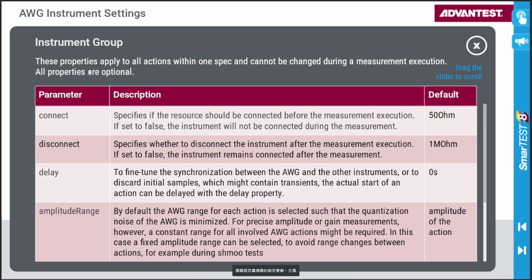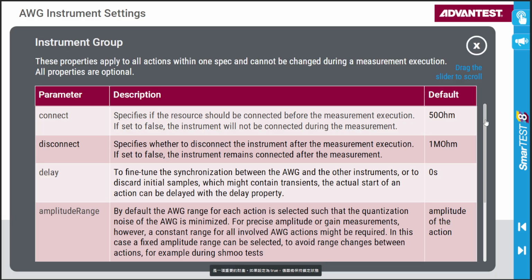The instrument group defines the setup parameters of an instrument. It is part of the specification file. All of these properties have default values and thus are optional. You can scroll the table vertically. These settings must also remain fixed for the duration of the operating sequence execution.